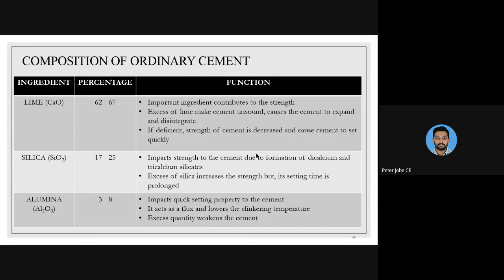So what are the main ingredients of ordinary cement? We are talking about ordinary cement. It's the basic cement that Joseph Aspin invented, not discovered, invented. There's a difference between discovery and invention. Discovery is something already present that someone explores. Just like Columbus discovered America, we won't say Columbus invented America. But Thomas Alva Edison invented the electric bulb.